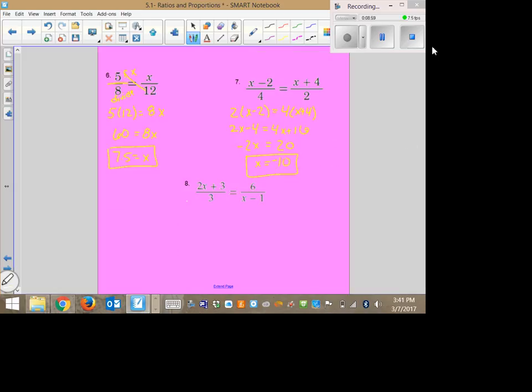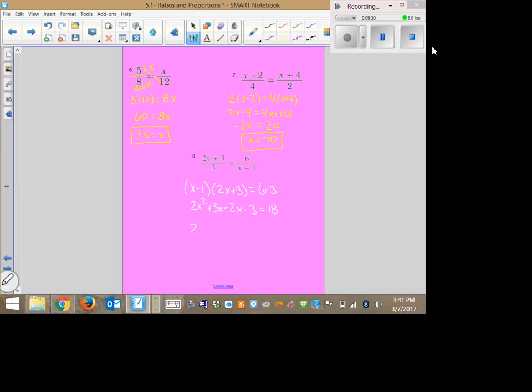All right, trying this bottom one here. Cross multiply, we get x minus 1 times 2x plus 3. It's going to equal 6 times 3. So we'll get 2x squared plus 3x minus 2x minus 3 is going to equal 18. Combining everything over and moving our 18 over, we'll get 2x squared plus x minus 21 equals 0.